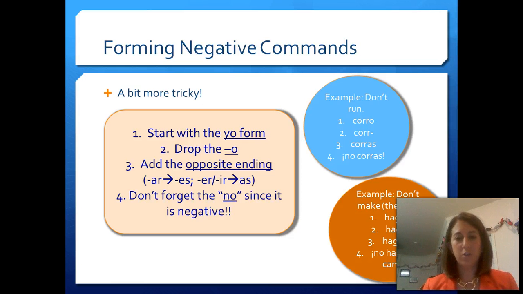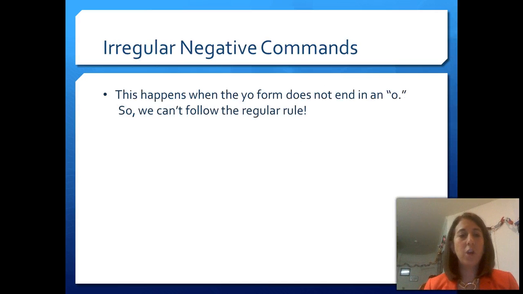So those are some examples. But of course, what would Spanish class be without some irregulars? The good news is there aren't as many irregulars in the negative commands as there are in the positives, but we don't have Vin Diesel to help us out. Remember those? Our irregular negative commands happen when the yo form doesn't end in an O. So we can't follow this regular rule. Those are our irregulars that we talked about the last couple weeks.